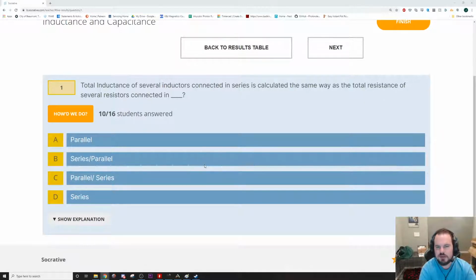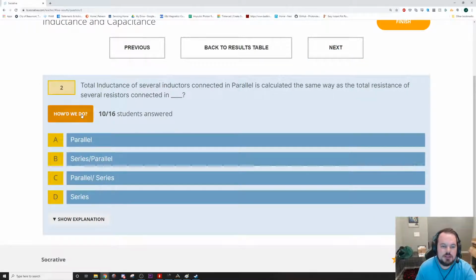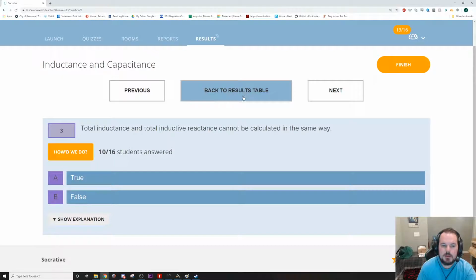A circuit with only inductance, everything calculates the same way as a circuit with only resistance. So inductors in series calculate the same as resistance in series. Inductance in parallel calculates the same way as resistance in parallel. So yeah, that's what I just said. Total inductance and total inductive reactance can be calculated the same way.